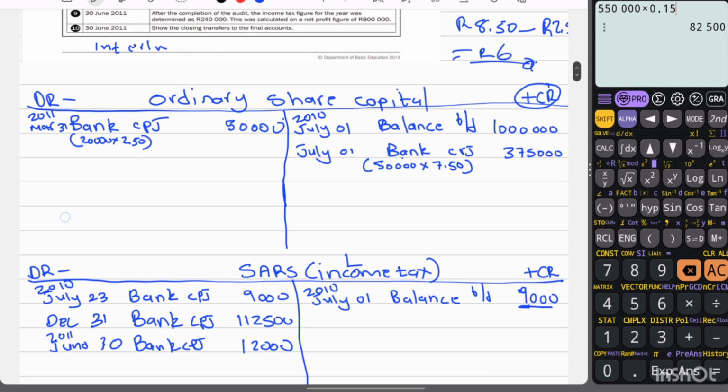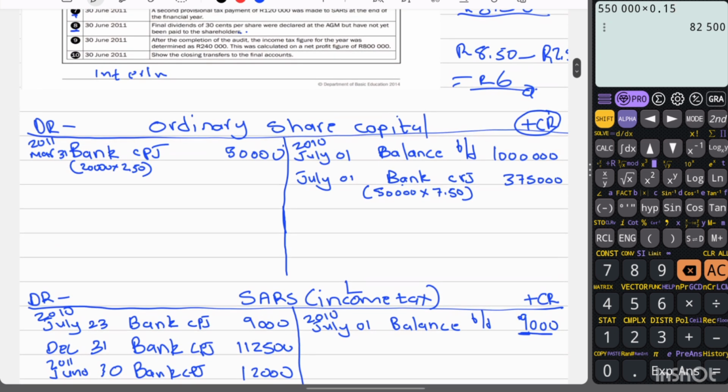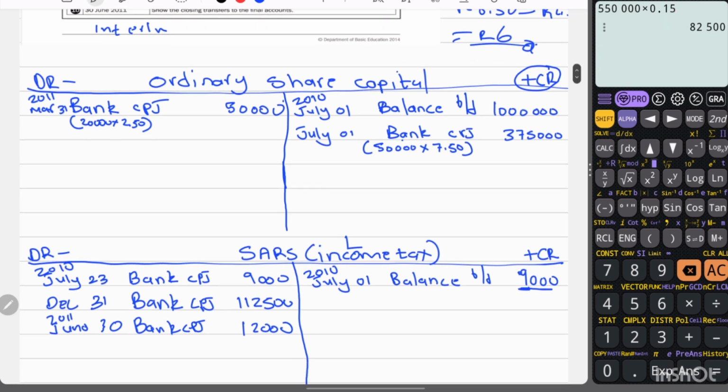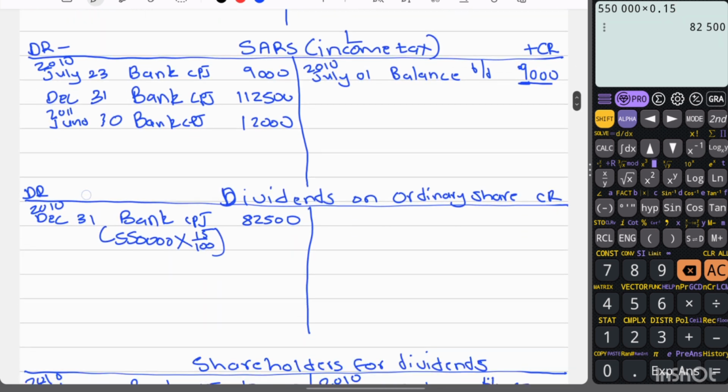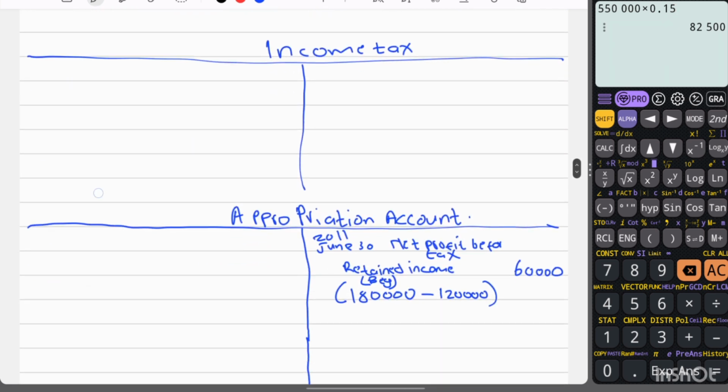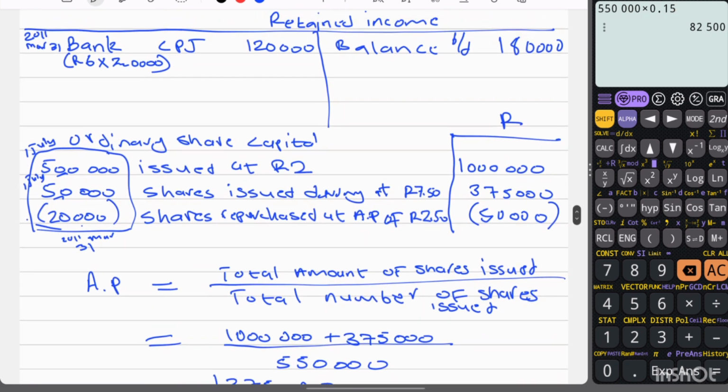Let's go and record it now. Check the date now. This one took place on 30 June, guys. Now, by the time we were paying the final dividends, how many shares were we having in the company? This one took place on 2011 March, but the final dividends took place on 30 June 2011.